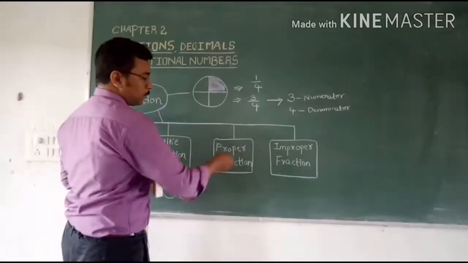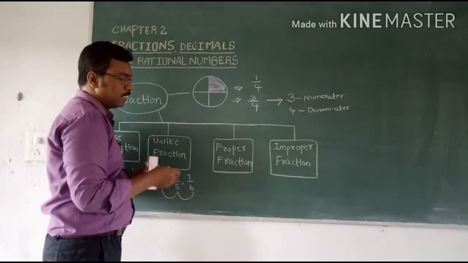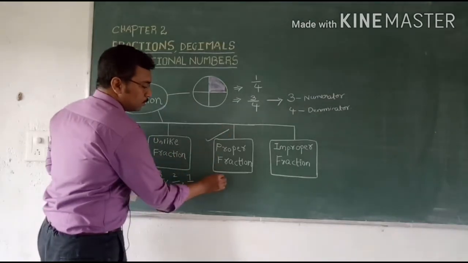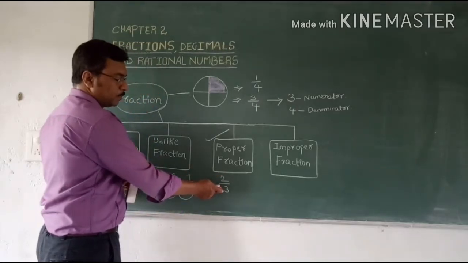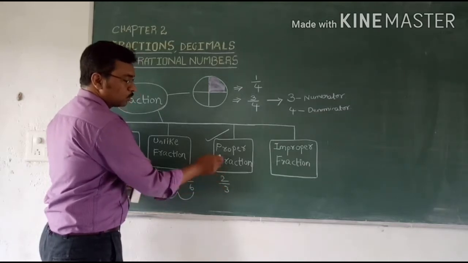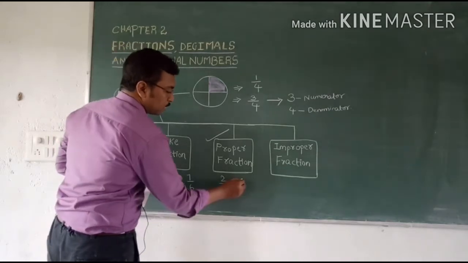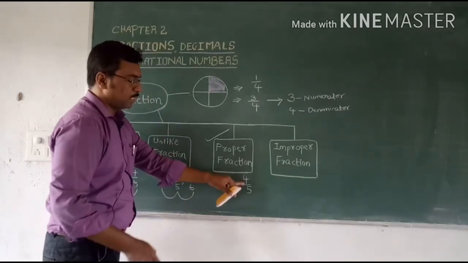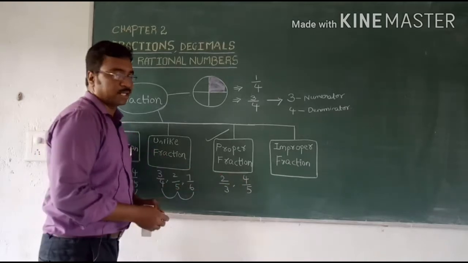Next, coming to the point, proper fraction. What is a proper fraction? If the numerator is less than the denominator, then it is called a proper fraction. I am writing 2 by 3. What is the numerator here? 2. What is the denominator here? 3. The numerator is less than the denominator, so it is called a proper fraction. I am going to write one more example. 4 by 5. Here also the numerator is less than the denominator, so it is also a proper fraction.